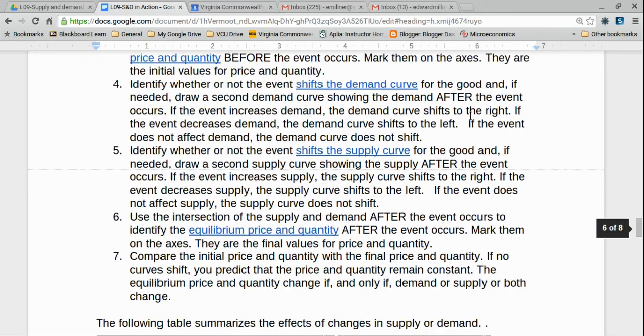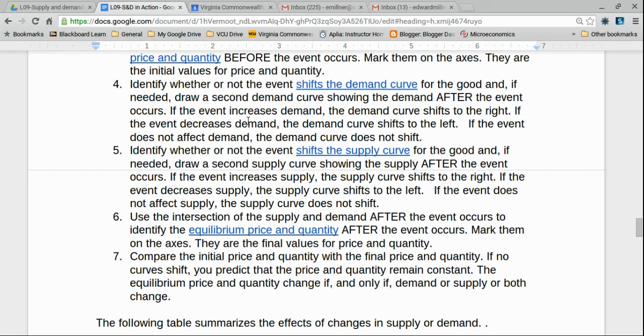Step 5, identify whether or not the event shifts the supply curve for the good, and, if needed, draw a second supply curve showing the supply after the event occurs. If the event increases supply, the supply curve shifts to the right. If the event decreases supply, the supply curve shifts to the left. If the event does not affect supply, the supply curve does not shift.